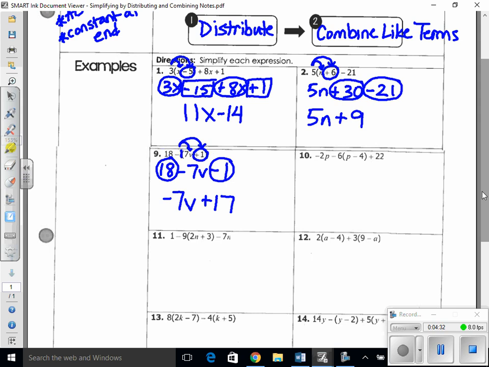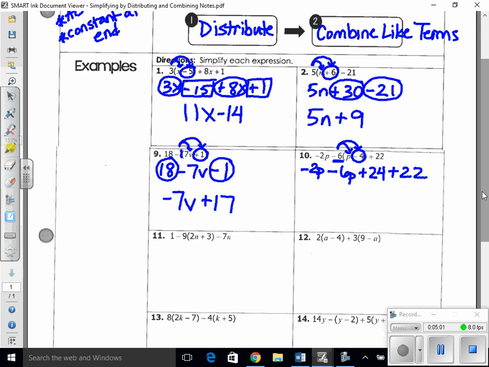Okay, if I cover up or ignore the negative 2p, I can just bring it straight down. I'm distributing a negative 6 to what's in parentheses. Right, so negative 6 times p is going to give me negative 6p. This is a negative 4. Negative 6 times negative 4 makes a positive 24. Watch your signs, because if you mess up your signs right there, there's no hope for your answer to come out right. Then bring down the plus 22. Okay, so distributing is done.